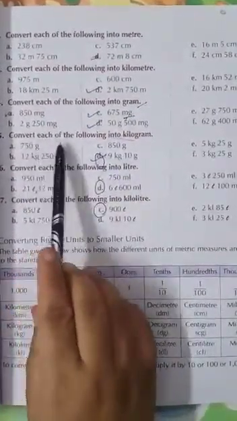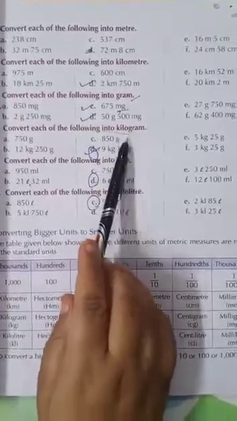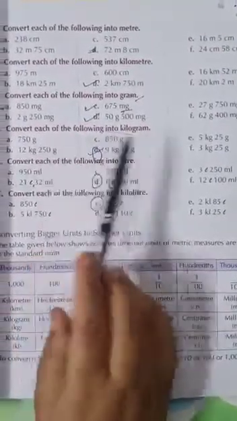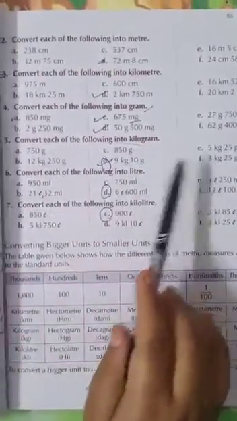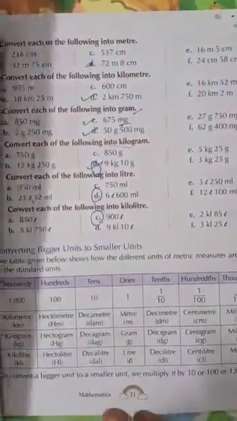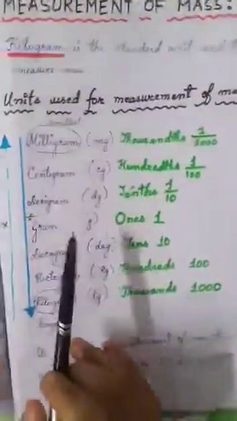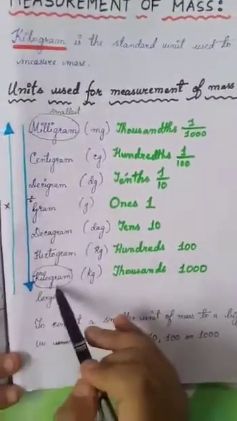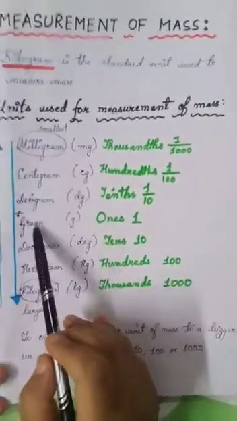Number 5 is convert each of the following into kilogram. So here you have to convert from gram to kilogram. Here questions are given in gram. You have to convert into kilogram. So see here gram is there and here kilogram. You have to convert from gram to kilogram.